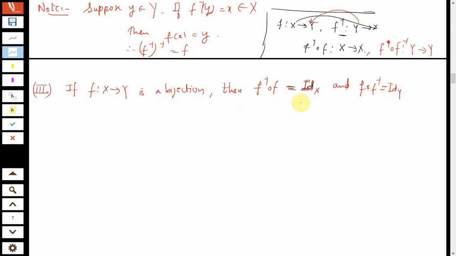In fact, most authors take this as the definition of inverse function. So any map which satisfies these two conditions, we call it the inverse of the given function. But now using the proper definition of a bijection, we actually establish this result and we prove it. So let's see the proof for this.